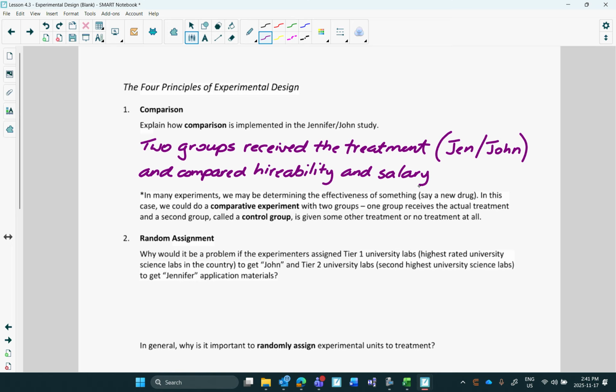And then you just see a note here that in many experiments, often we're determining the effectiveness of something, such as a new drug. So we would do what's called a comparative experiment when we have two groups. One group actually receives a treatment, the other group will likely receive nothing at all or an alternate treatment. In this experiment, both groups were treated with something, because it only makes sense to do that in this experiment.